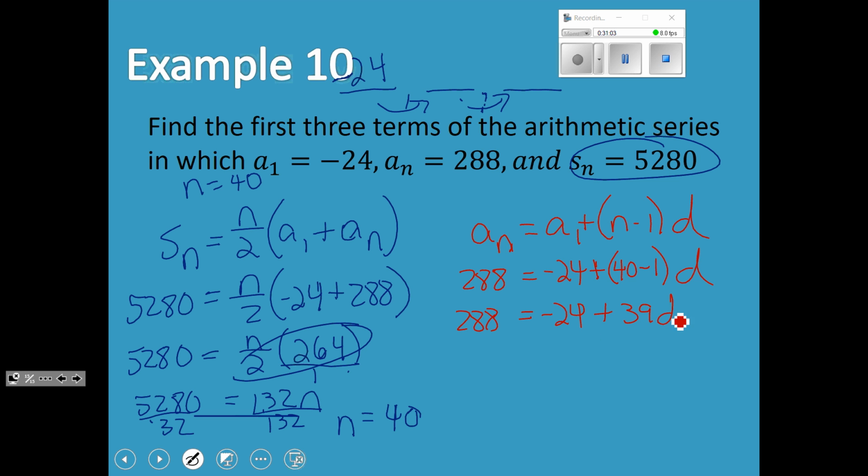Plus 39d. So 288 plus 24, because I'm going to move this over and add 24, is 312. And then I'm going to divide by 39. So d is 8. So there's your common difference. If I add 8, that would be negative 16. If I added 8 again, that would be negative 8. So there are your first three terms for that sequence.